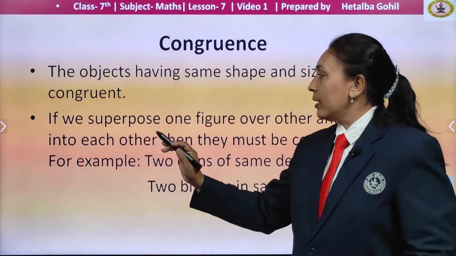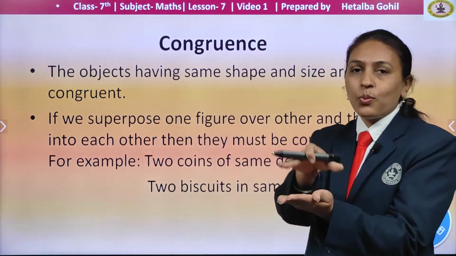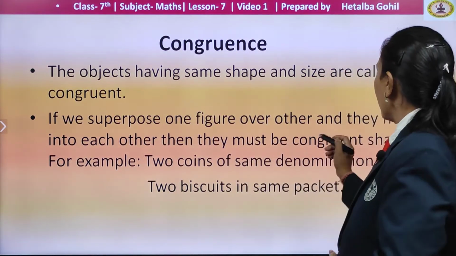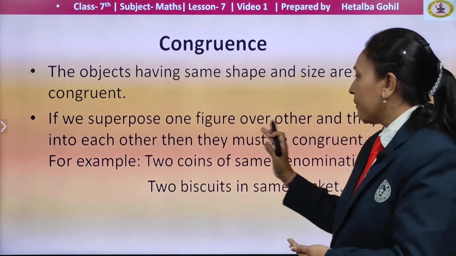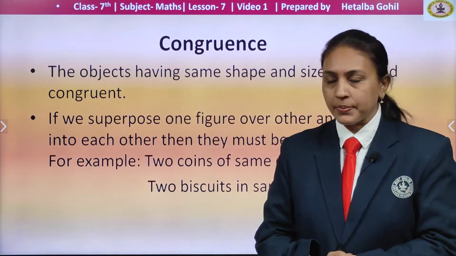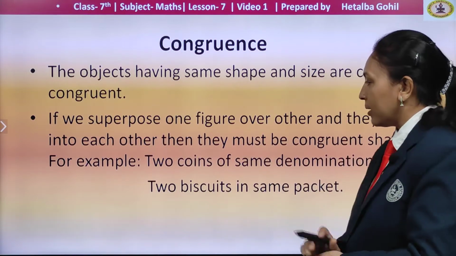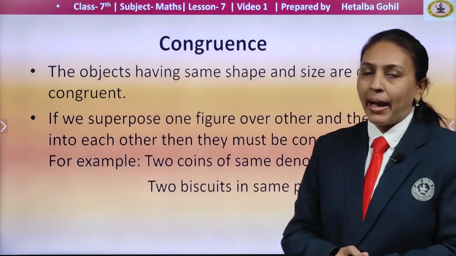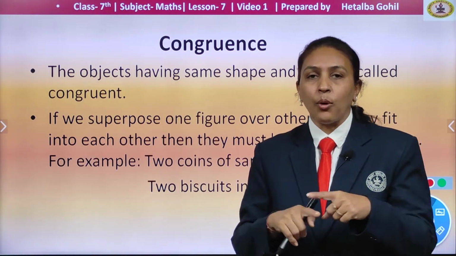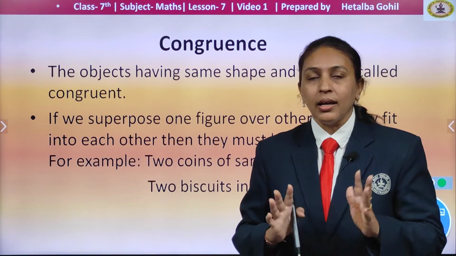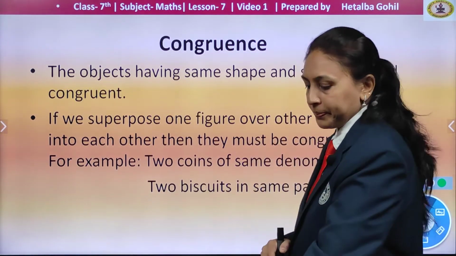For example children, now first let us understand. When we superpose, when we place one object over another, and they fit into each other exactly, we call them congruent shapes or objects. For example, two coins of same denomination, two biscuits in a same packet. When you see them, they are identical with everything, outline, borders, everything matches one another. That means we can call such objects congruent objects.